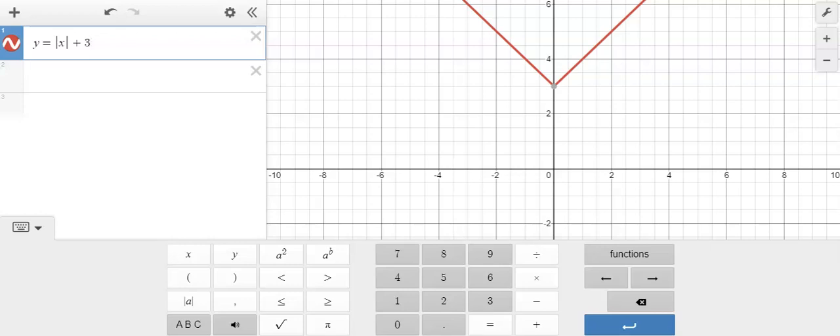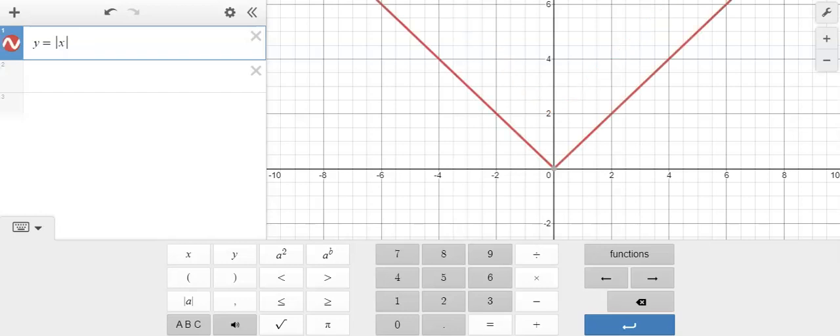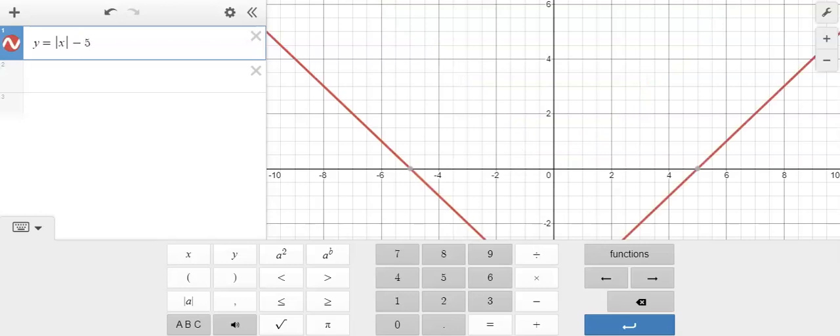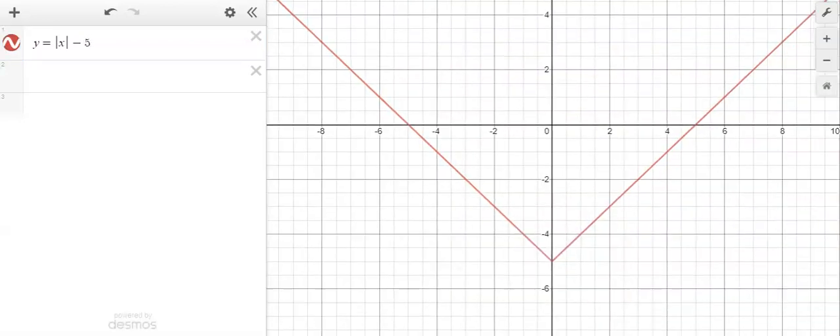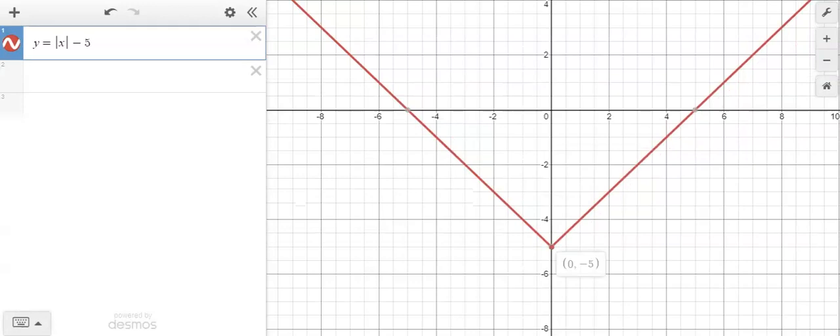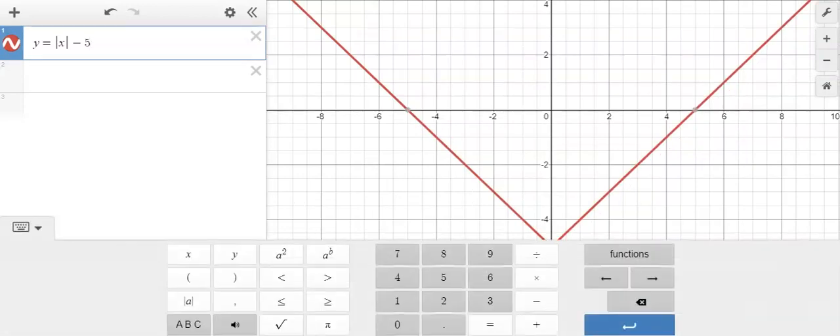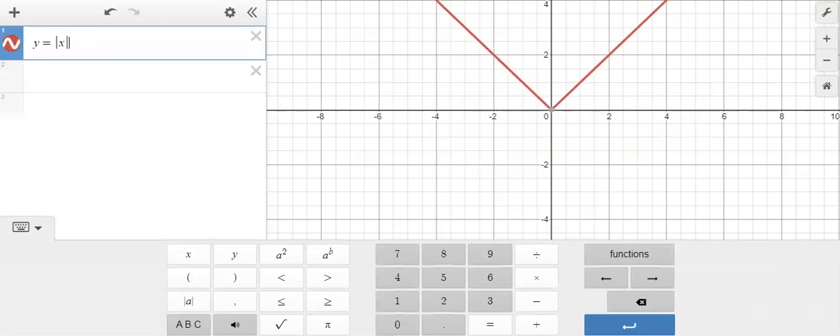So if I change that to a 2 instead, we would expect that it would shift up 2 units. And if I made it -5, right, we would expect it to shift down 5 units, and we see that it does that as well. So it seems like if we add or subtract something on the outside of this absolute value, it just shifts it up and down vertically.